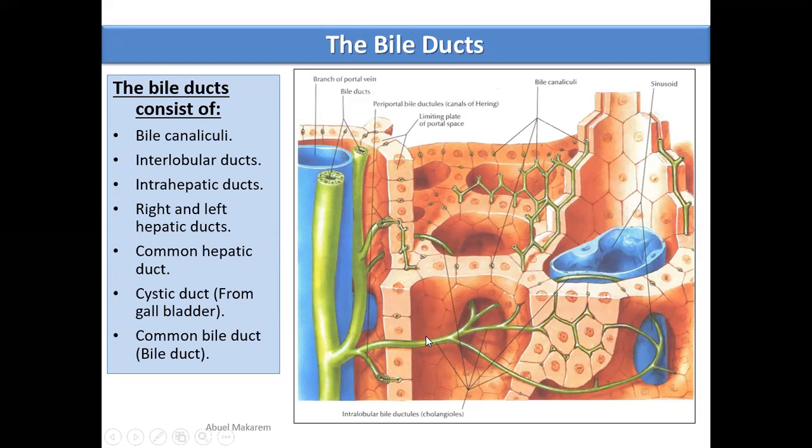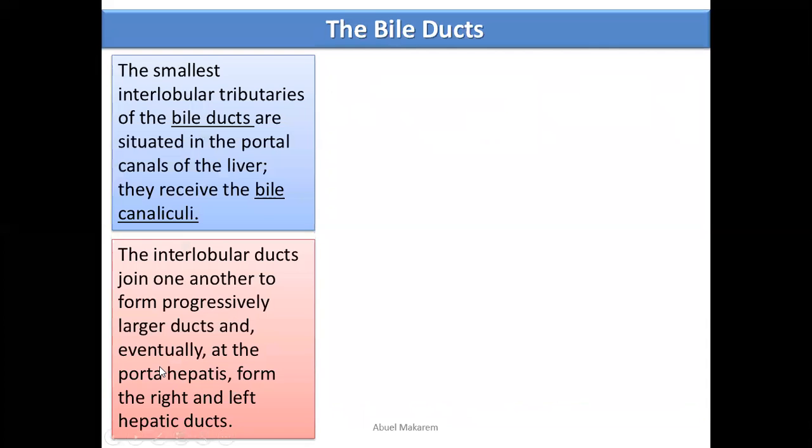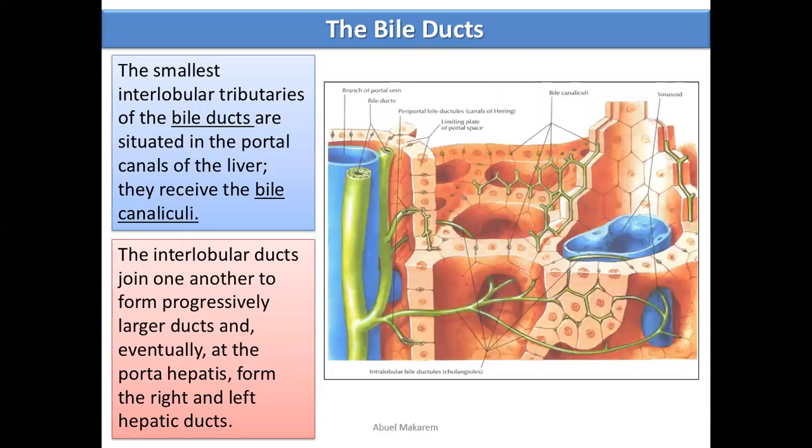So if you can see here, all these smaller ducts are joined to form the hepatic ducts, and the hepatic ducts become the right and left hepatic ducts. The right and left hepatic ducts join together to form the common hepatic duct, and then the common hepatic duct joins the cystic duct from the gallbladder, and together they form the common bile duct. You will see how it is formed. Okay, I will show you.